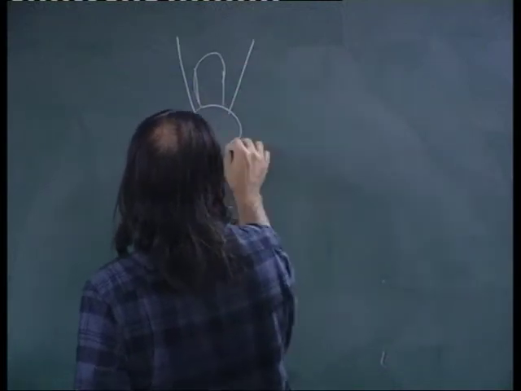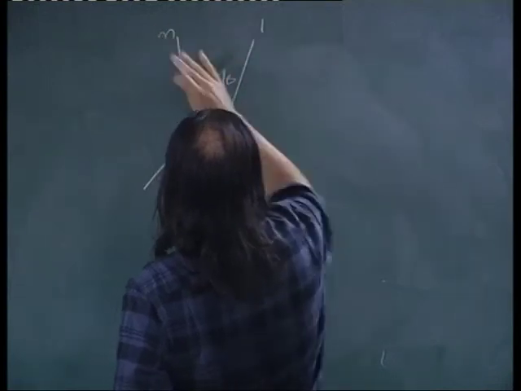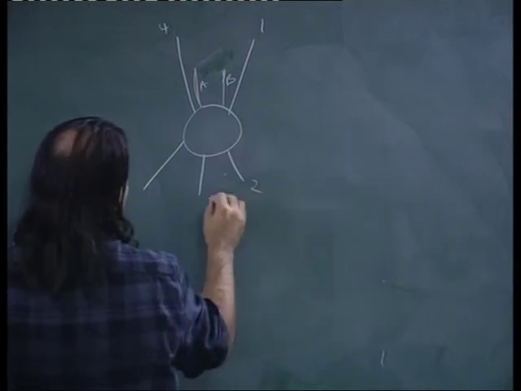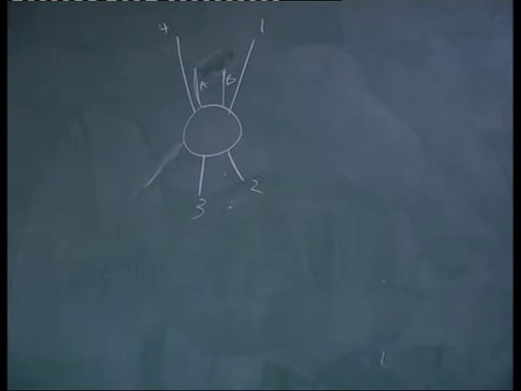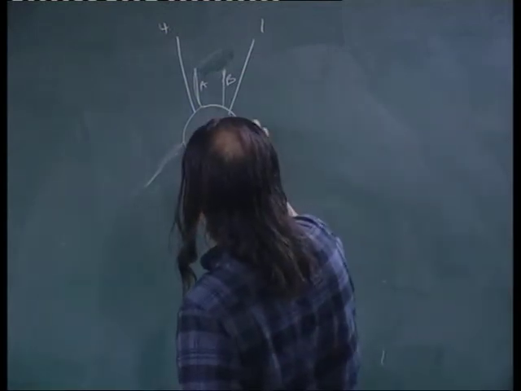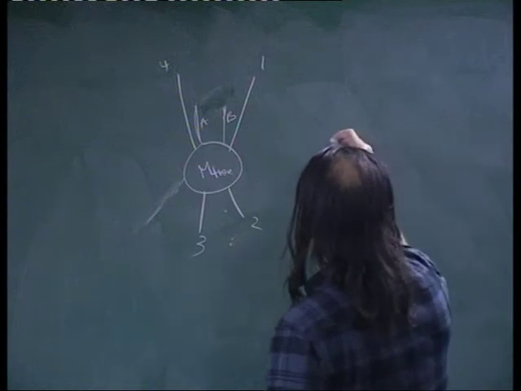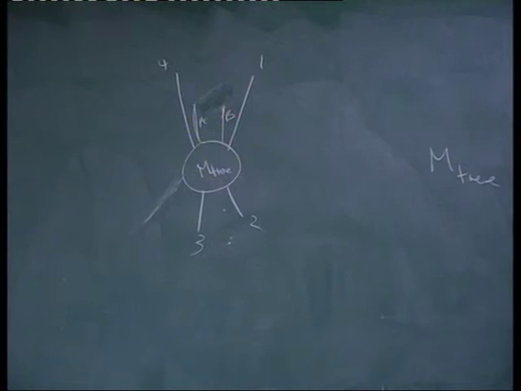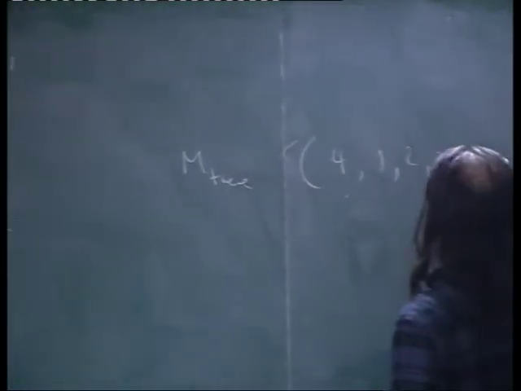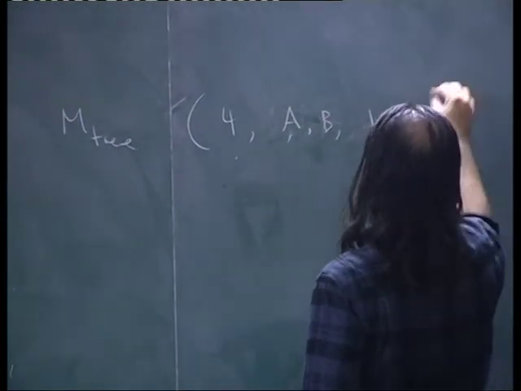So what does this picture mean? Let's first call these two guys A and B to begin with. So there's 4, A, B, 1, 2, 3. I'm starting with a 6-particle tree amplitude, the 6-particle M tree here. And first I have to make the momenta of A and B equal and opposite and sum over all the helicities. So that means that I take M tree, which is a function of 4, A, B, 1, 2, 3.